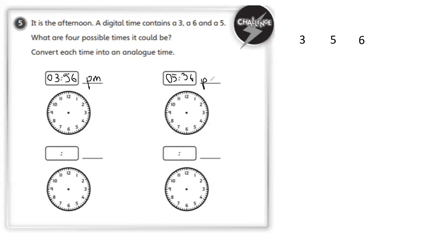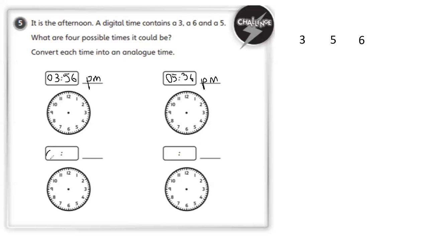Sorry about my writing. So now I'm going to think, can I turn these two digits around and make it 05:63? And yes, again, we can't do it because 63 is more than 60. So that wouldn't be telling the same time because it'd be a whole hour extra. It wouldn't be a 5 anymore. So that wouldn't work. We can't have 05:63. We'd never see that.